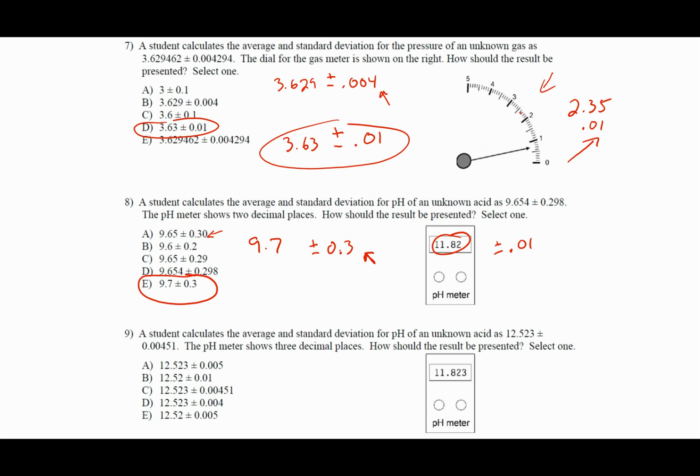Okay, number 9. A student calculates the average and standard deviation of the pH of an unknown acid as such. The pH meter shows 3 decimal places. How should it be represented? Rule 1, 0.005, right? Because it doesn't begin with a 1 or 0. Rule 2, 12.523. Rule 3, our meter's best is 0.001. What's bigger? Well, the 0.005 is bigger. So there's 2 0.005s here. One has the correct number matching, the other one does not.